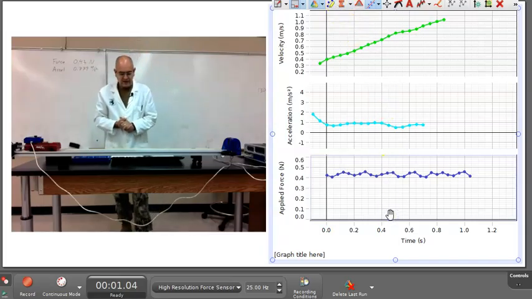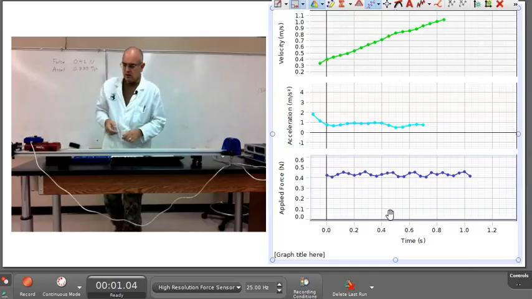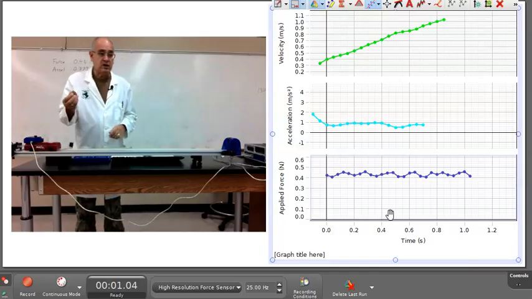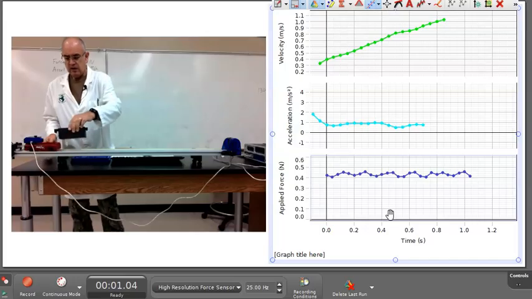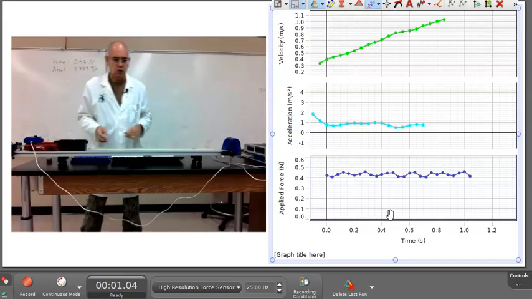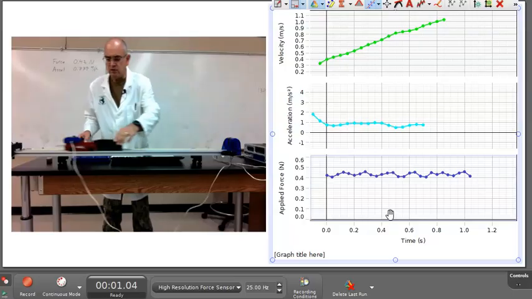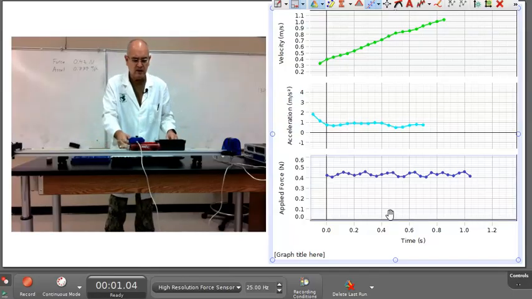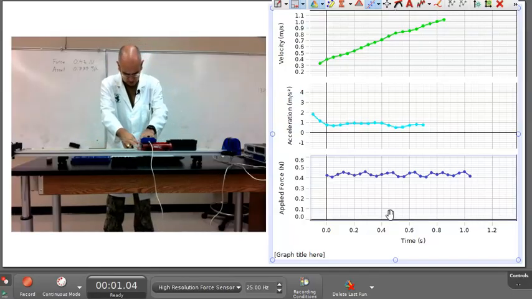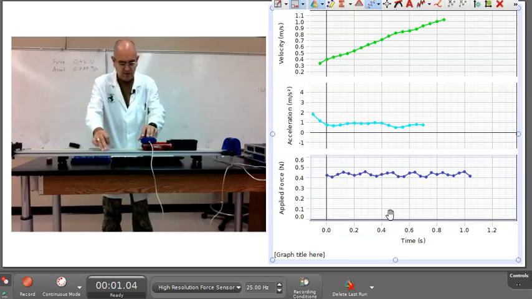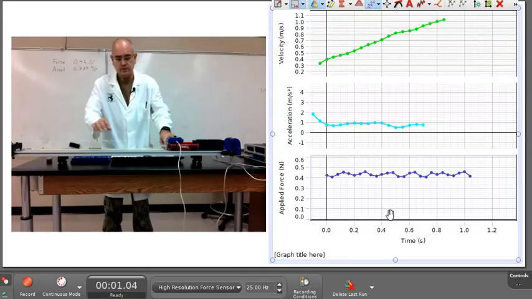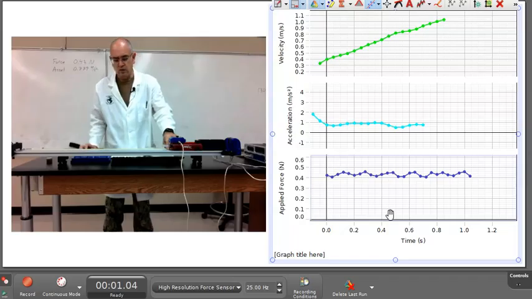Next question, let's add friction. I've already determined what the friction is going to be needed, so I'm going to take the masses off the cart, attach the friction pad like so, and so the total mass remains constant, but this time we have friction in place. We're going to zero the force sensor again. And now let's see what happens. So zero the force sensor. Start recording.